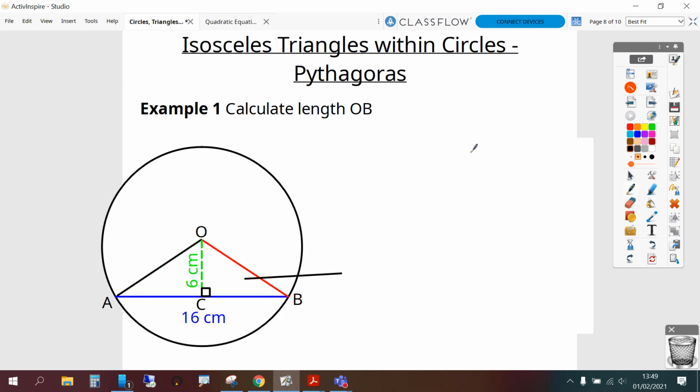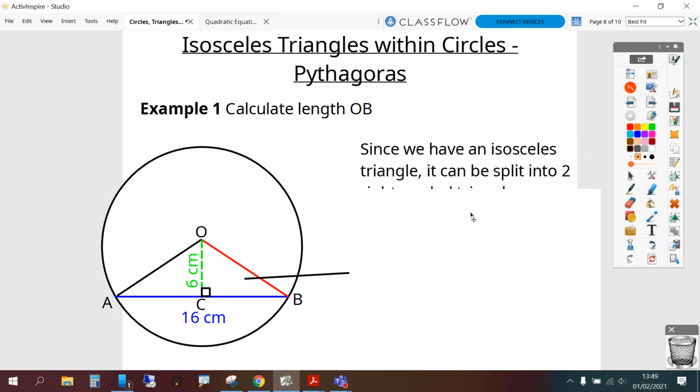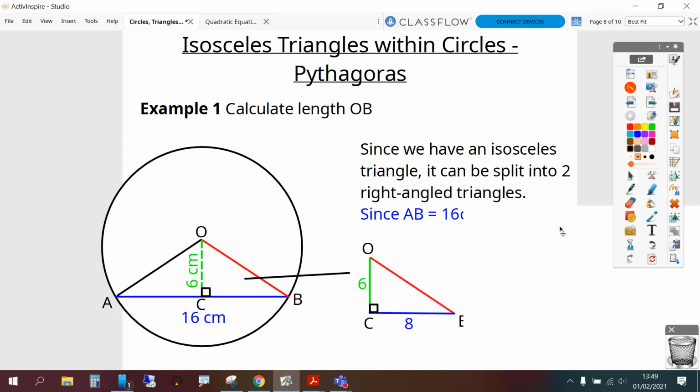An example here. Calculate the length OB. So, since we've got an isosceles triangle, again it can be split into two right angled triangles. Now I've got that on the diagram already. Let's take this triangle out of the diagram. Now, since 16 is A to B, then B to C is 8, because that's half, and we know this because it's symmetrical. The green line is a line of symmetry there, and it splits it into two.